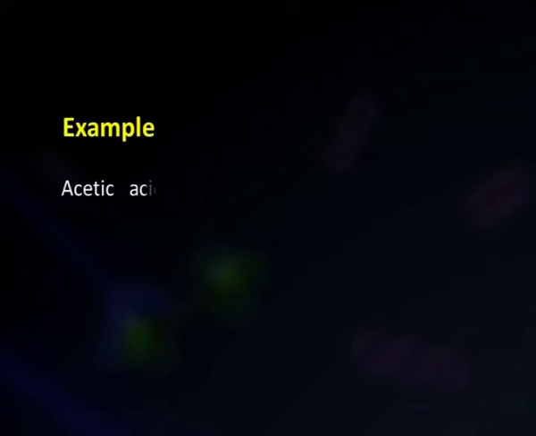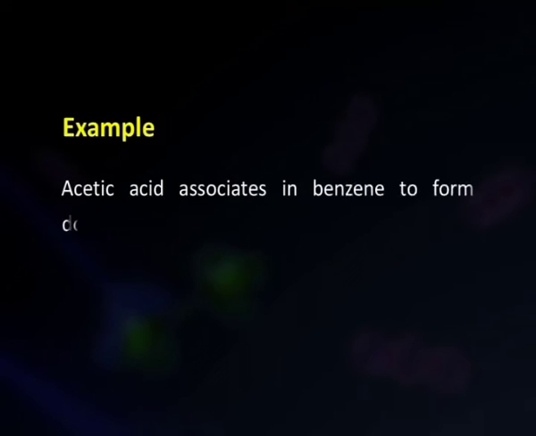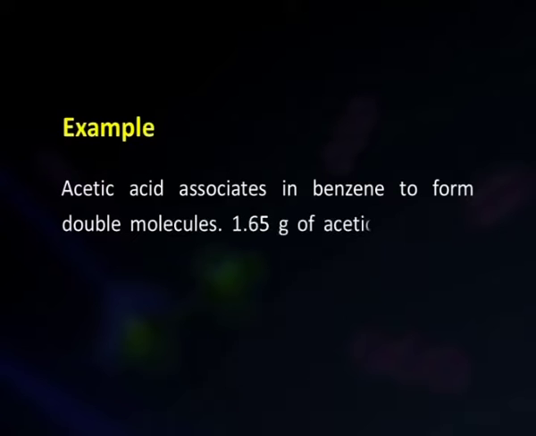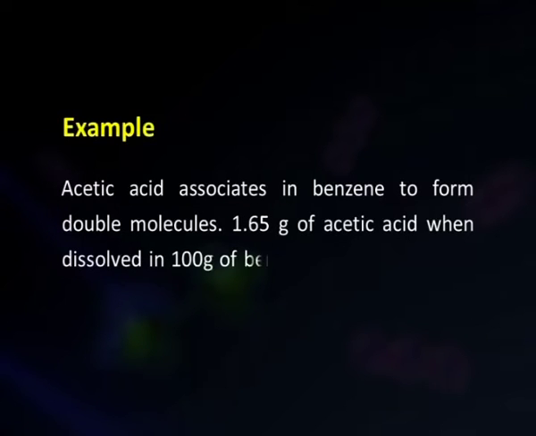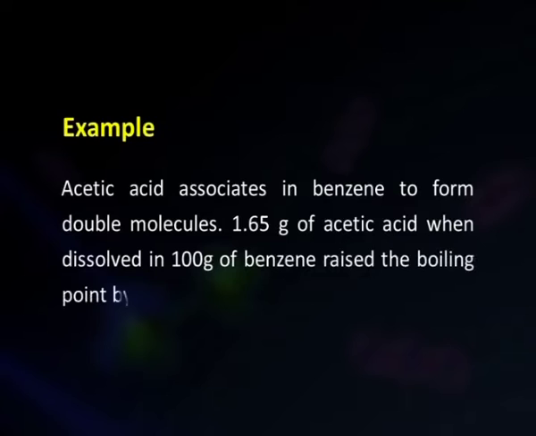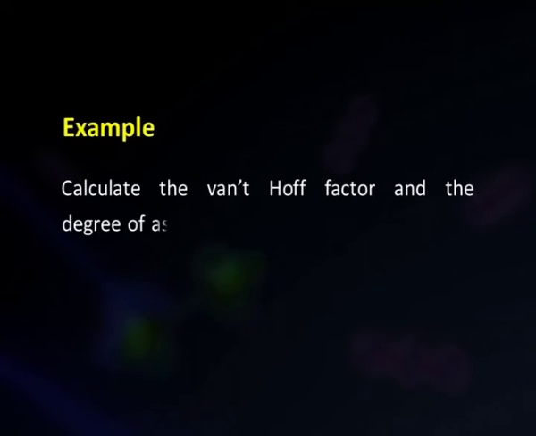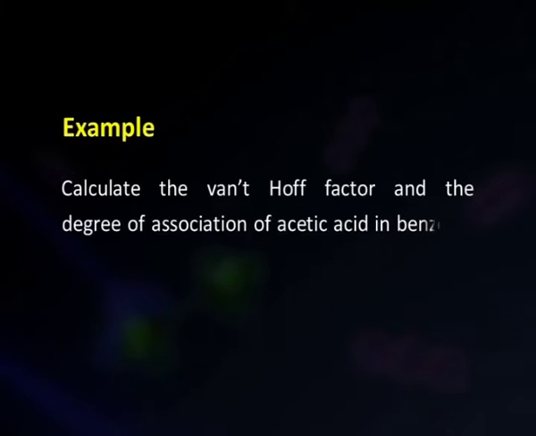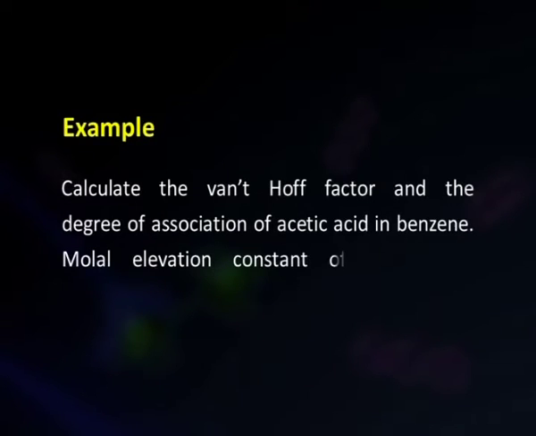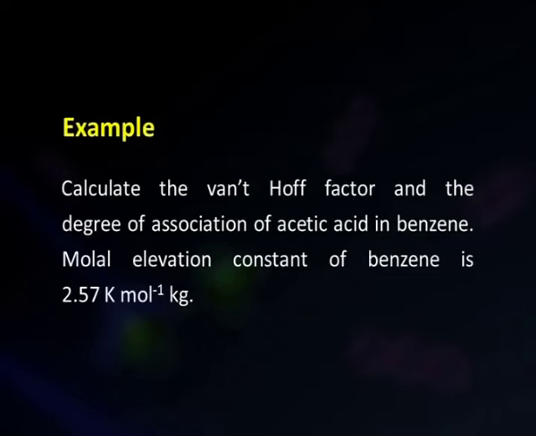For better understanding of association, we are taking an example. Acetic acid associates in benzene to form double molecules. 1.65 grams of acetic acid when dissolved in 100 grams of benzene raised the boiling point by 0.36 degrees Celsius. Calculate the van't Hoff factor and the degree of association of acetic acid in benzene. Molar elevation constant of benzene is 2.57 Kelvin kg per mole.